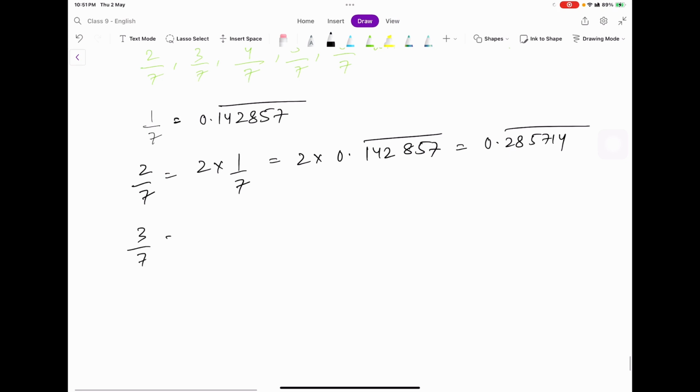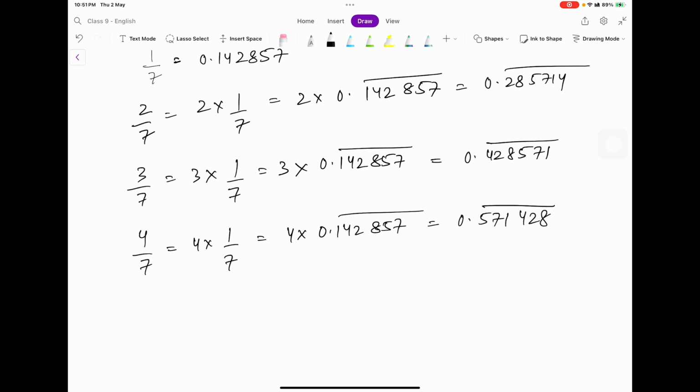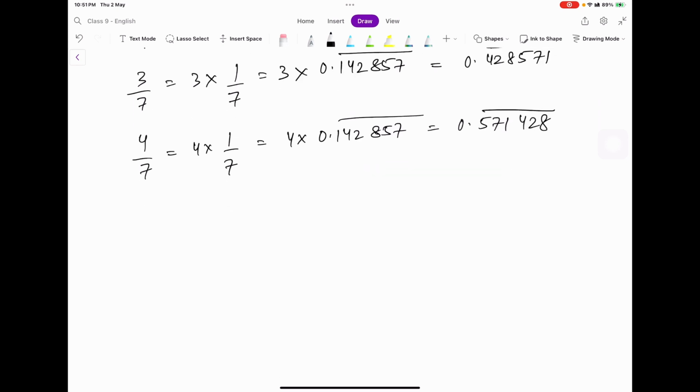3 by 7 similarly, 3 into 1 by 7 equals 3 into 0.142857. When you multiply, you get 0.428571. 4 by 7 similarly, 4 into 1 by 7, 4 into 0.142857. This one you get as 0.571428. It is also possible to do it via division to check. You will get this value as I have shown you earlier. To save your time and my time, because the video will be too long otherwise.